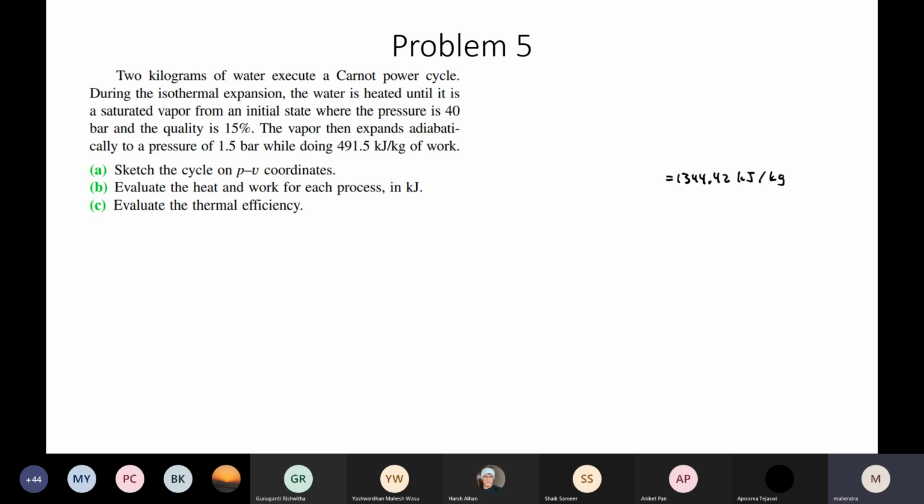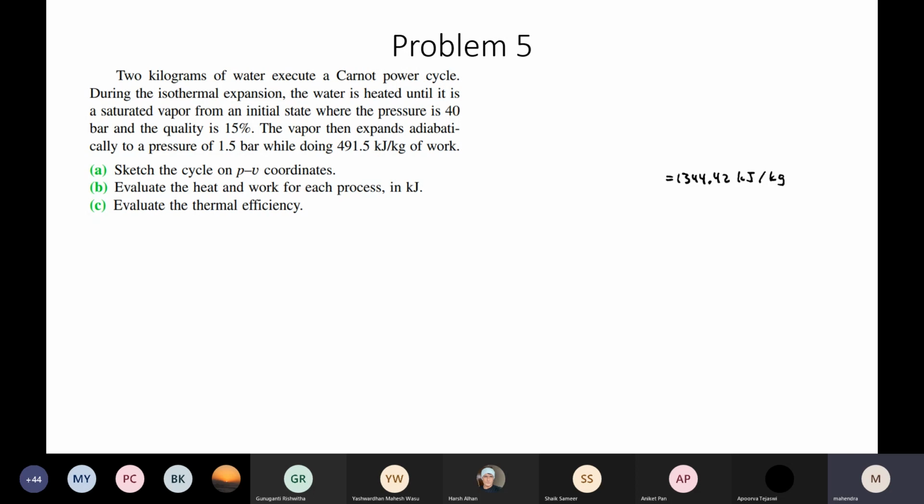Here, you are asked to draw the cycle with PV coordinates. And also, at all the points, since this is the Carnot cycle with four processes, we have 4 points, 4 states, we can say. At all the states, you need to calculate properties as well as for all the processes, you need to calculate heat and work. Then finally you need to calculate the efficiency.